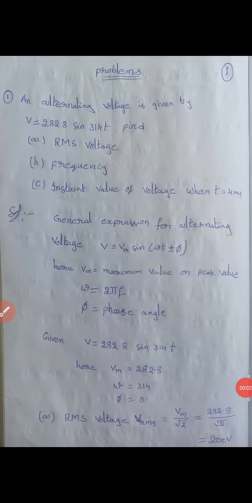Good morning, students. Today we are going to discuss problems on AC systems. Let us take one problem. See here what is the problem given. An alternating voltage is given by V is equal to 282.8 sin 314t. Then find the RMS voltage, frequency, and the instantaneous value of the voltage when t is equal to 4 milliseconds. So this is the problem given.